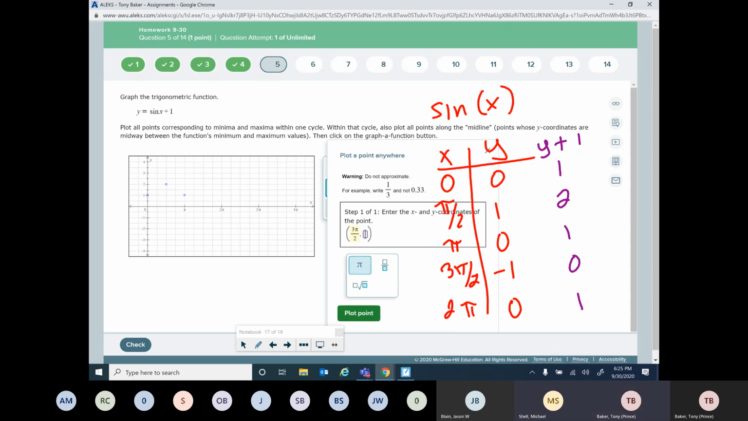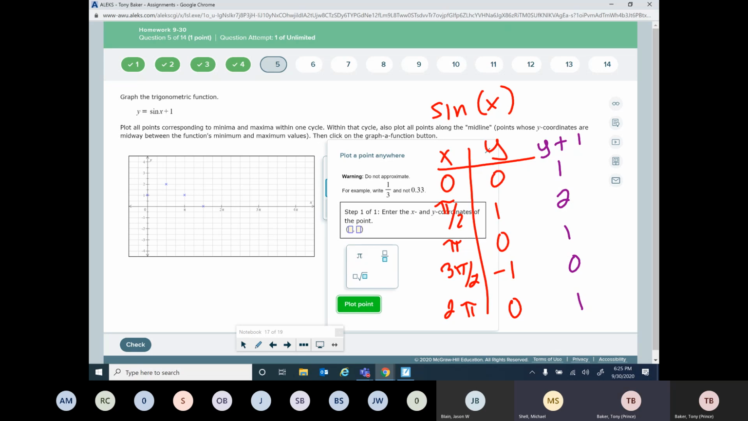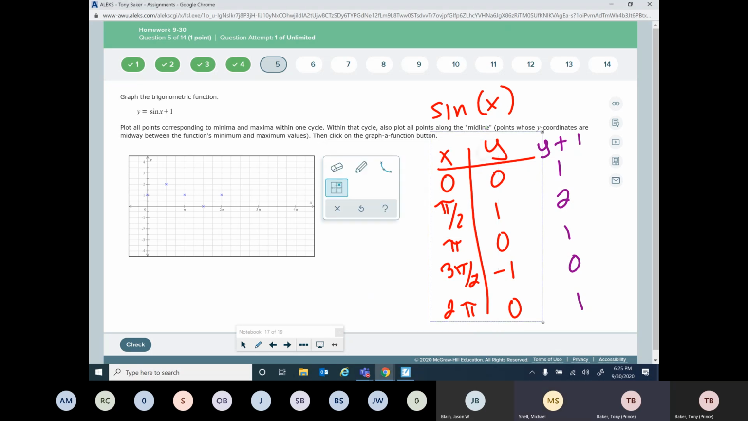3 pi over 2. And then 2 pi, 1. So what this does, when we're adding the number on the outside, is shift my graph up or down. If I'm adding 1, it's shifting my graph up. If I'm subtracting 1, it would be shifting the graph down. So in this case, I'm shifting it up by 1.